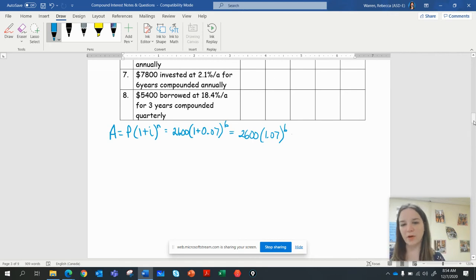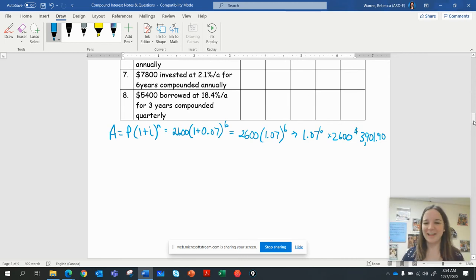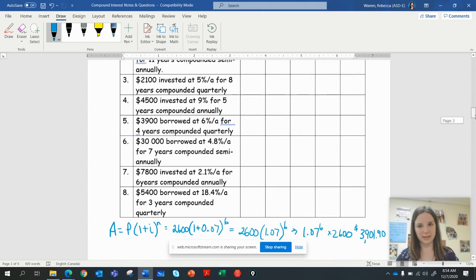And then if you remember, order of operations says that we do the 1.07 to the power of 6 first. You get your answer, and then you times by that number out in front. And when you do that, what do you get as an answer? 3,901.9. Perfect. Taking your word for it because I forgot to bring my calculator up here. It looks right though. All right, so I'm going to do another one really quickly, one that is not annually.